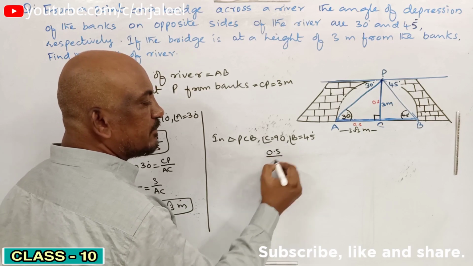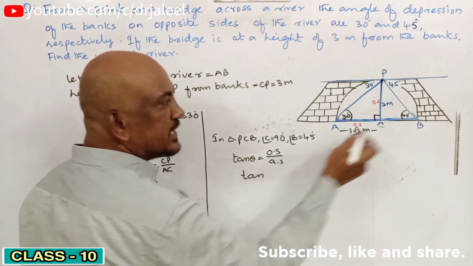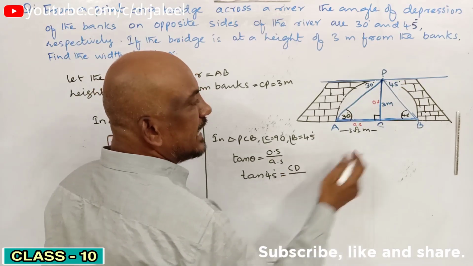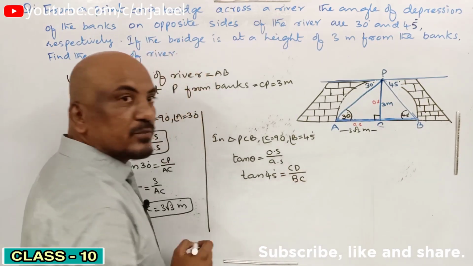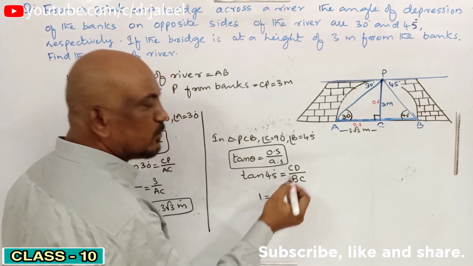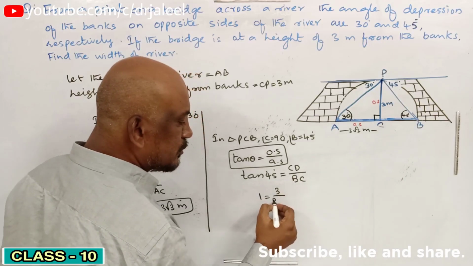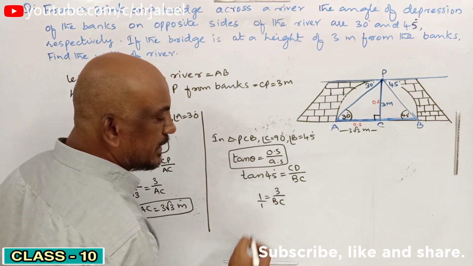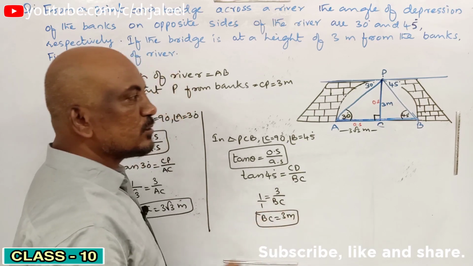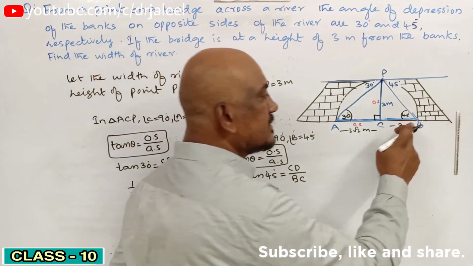So opposite side by adjacent side is nothing but tan theta. So tan theta is how much here? Tan 45 degrees is equal to the opposite side, that is CD, and the adjacent side is BC. So tan 45 from the table is how much? Tan 45 is 1, equal to CD by BC. What is the length of CD? 3 meters. BC we don't know, we have to find it. When you cross multiply, BC into 1, BC is equal to 3 meters. As we already guessed, this is 3 meters.